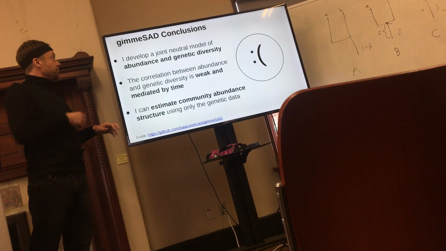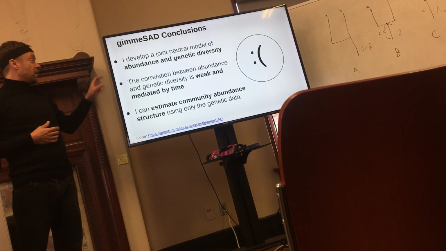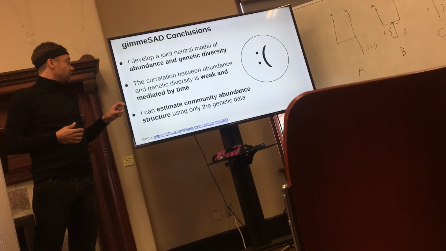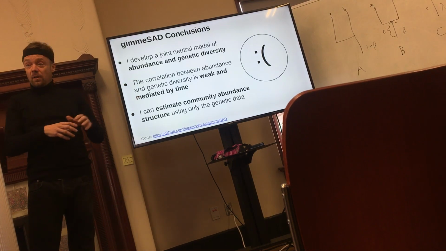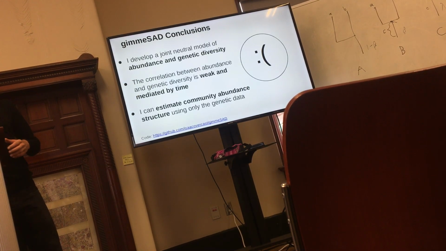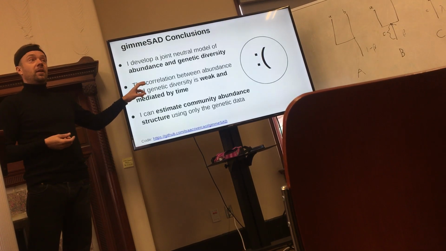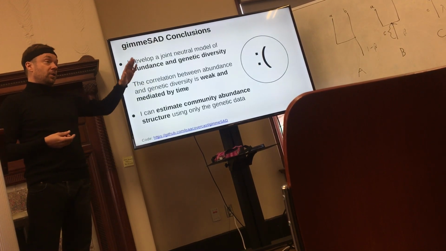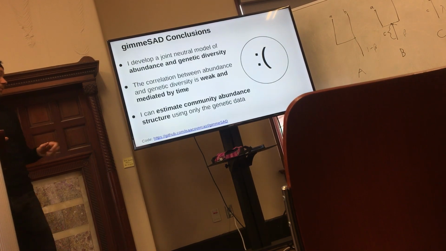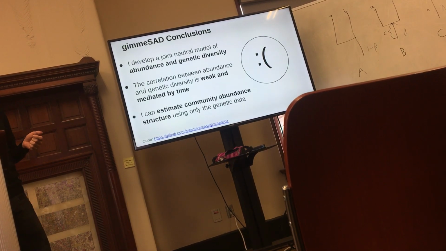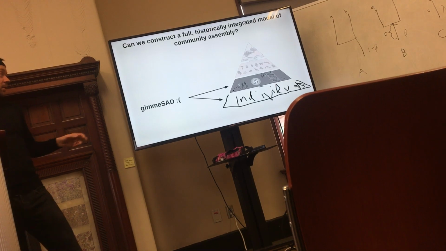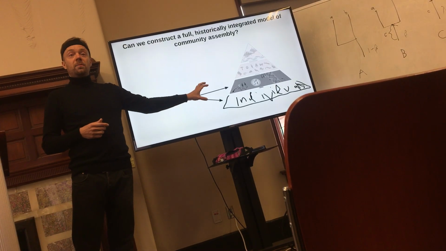So I told you about this model that I created, abundance and genetic diversity. In the community there's a correlation between abundance and genetic variation, genetic diversity, but the correlation is mediated by time. And we can estimate abundance structure using just the genetic data. Okay, so now we have a good neutral model, something to build.